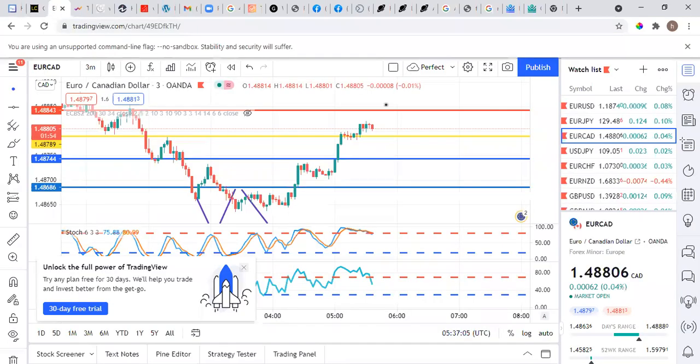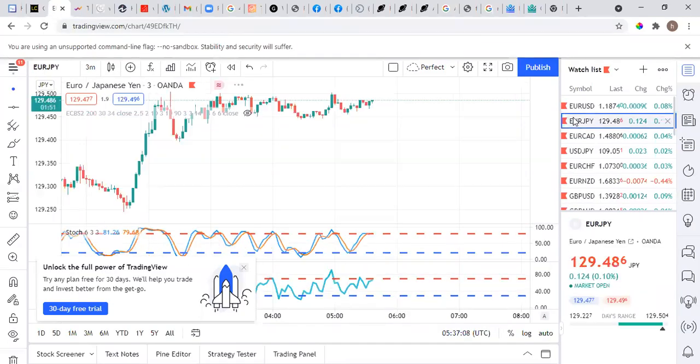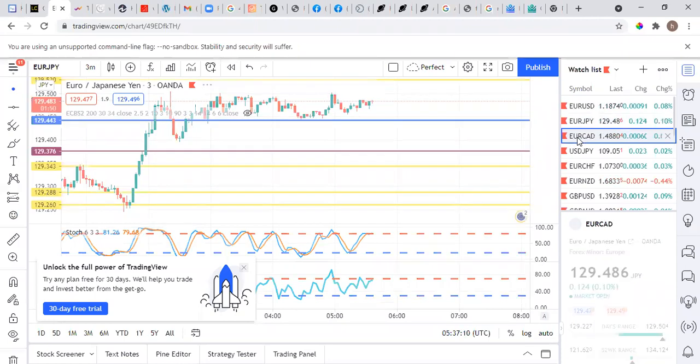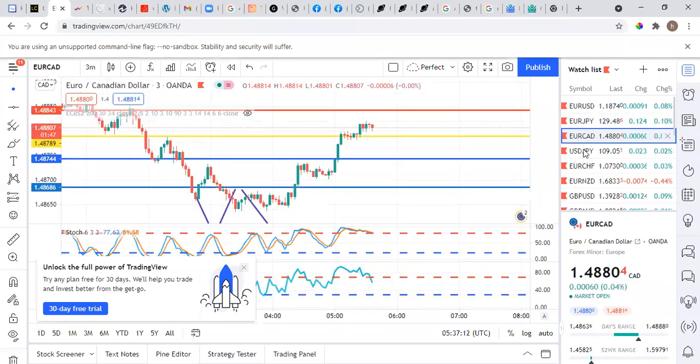Check my cash trap too for trade ideas. JPY not there, Euro CAD not there.